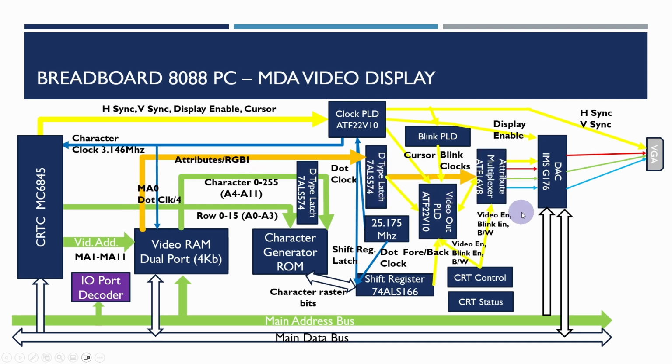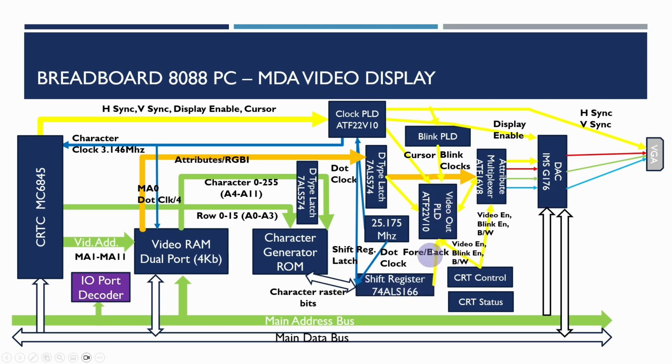And then we've got two PLDs, video out and attribute multiplexer. The multiplexer takes the 8 attributes out of here and works out what to send on to the video DAC, but it also provides a number of signals back to the video output PLD here, such as telling it when underline's enabled, when reverse video and various other things like that. So the two actually work together. And then these are both driven by the video enable, blink enable, and the black-white color values that are coming from the CRT control register.